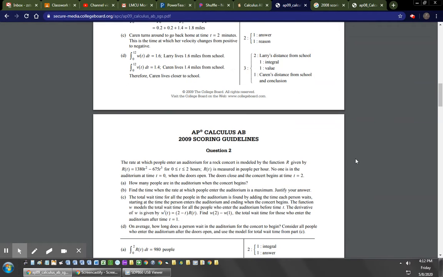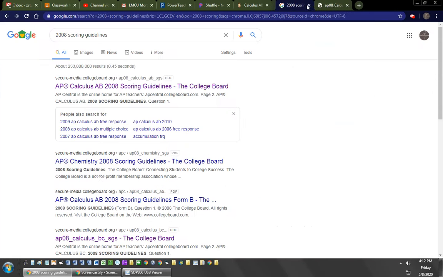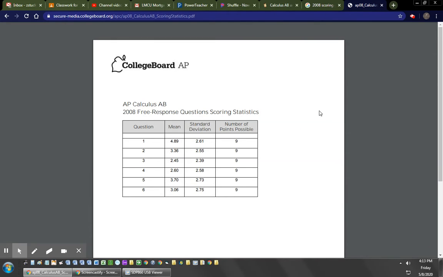One other interesting thing that you can look up is how kids did on that. So on 2008 question, oh, this was 2008. I want 2009, don't I? Is 2008 the one I'm doing next? Yeah, that's the one I'm doing next.